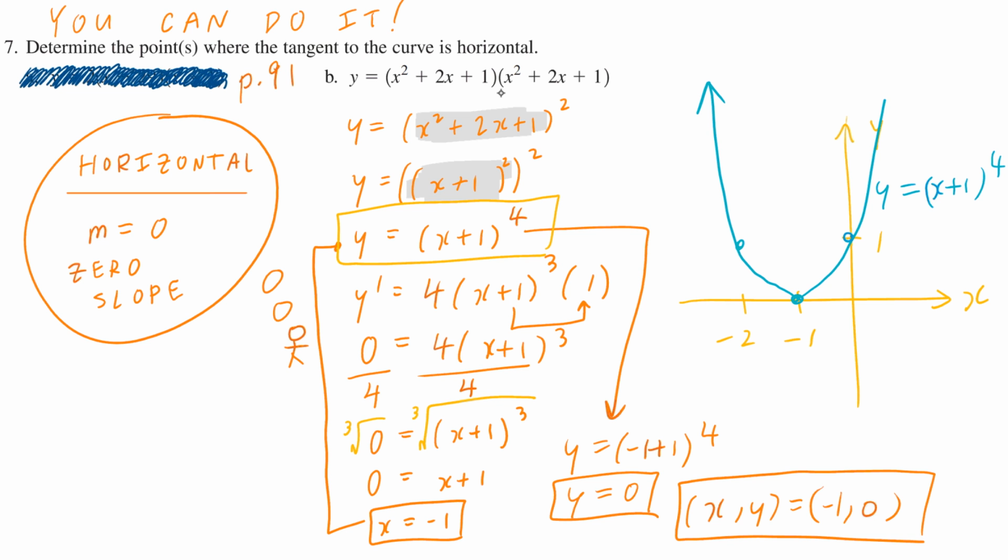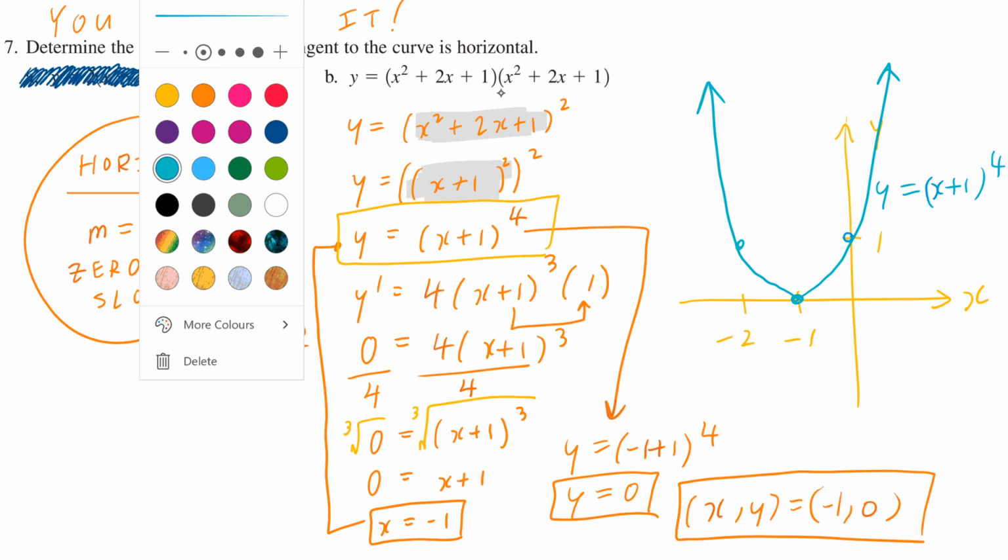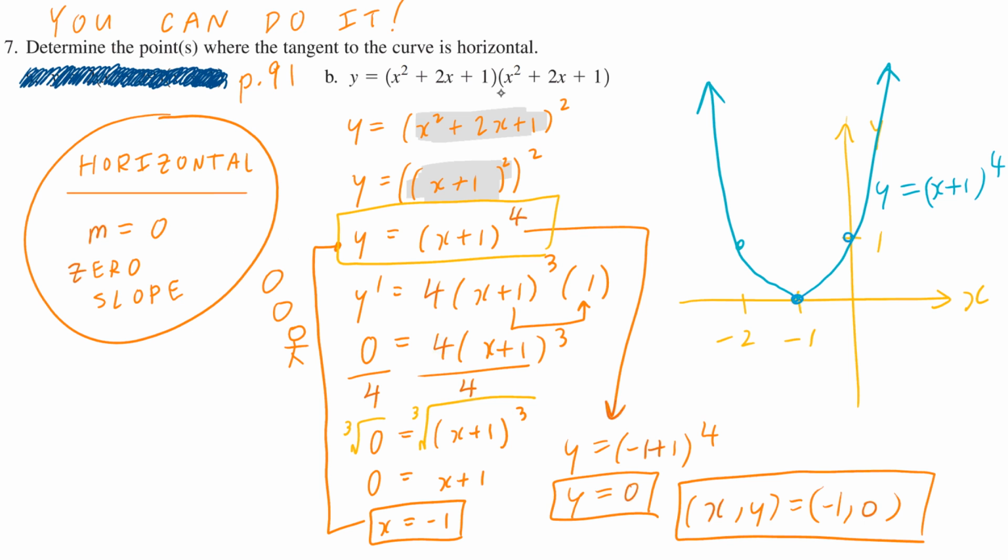And if I use a different color, and I'm graphing a horizontal line at y equals 0, you will discover that this point right here is (-1, 0). So again, now you've double-checked that this point, (-1, 0), is going to be a tangent to this curve, which makes it horizontal. I hope this makes sense.